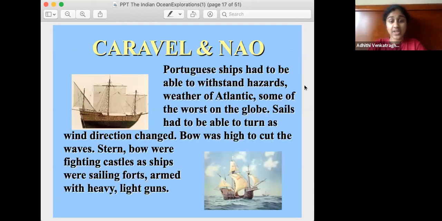This was a caravel and nau. So Portuguese ships had to be able to withstand the hazards and the weather of the Atlantic, which were some of the worst on the globe. So sails had to be able to turn as wind direction changed, and the bow was high to cut the waves. So stern, bow, and fighting castles, as ships were sailing forts and were armed with heavy and light guns.